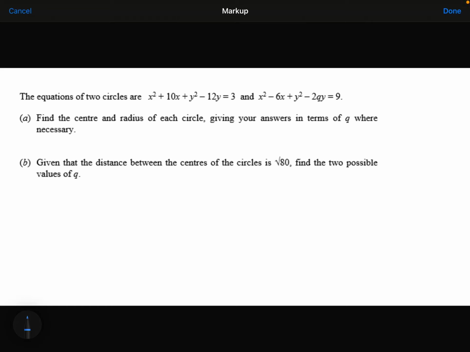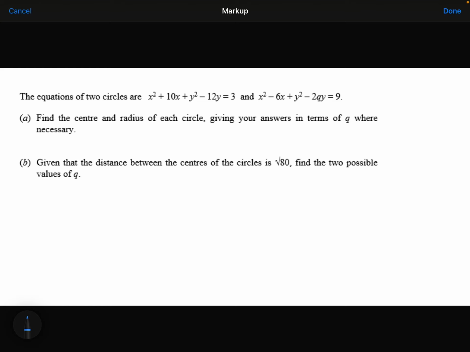The equations of two circles are x squared plus 10x plus y squared minus 12y equals 3, and x squared minus 6x plus y squared minus 2qy equals 9. Part A, find the centre and radius of each circle, giving your answers in terms of q where necessary.